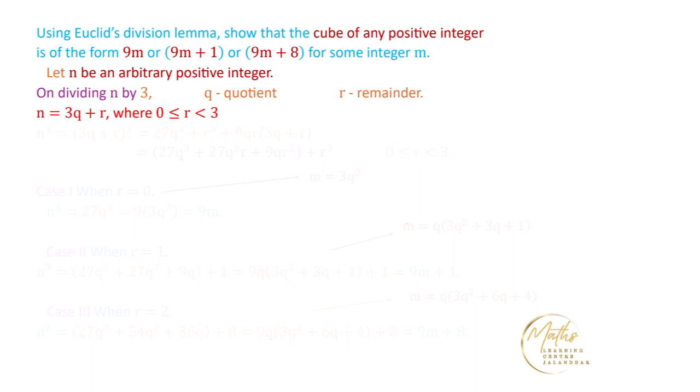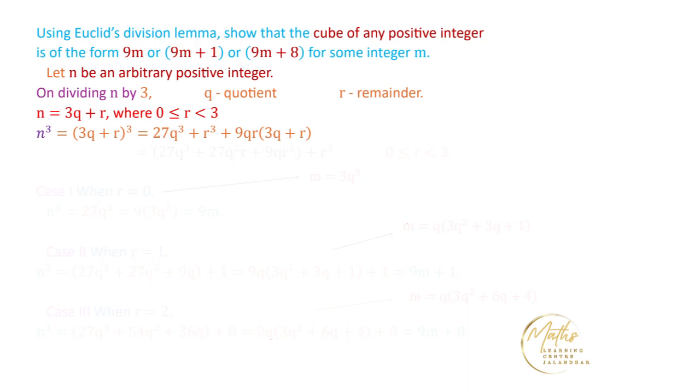Now we are interested in the cube of this positive integer. So if we calculate the cube of this integer, n cube, we get the value 3q plus r whole cube. This is the value of n that we have. On cubing this term, we have 27q cube plus r cube plus 9qr times (3q plus r).